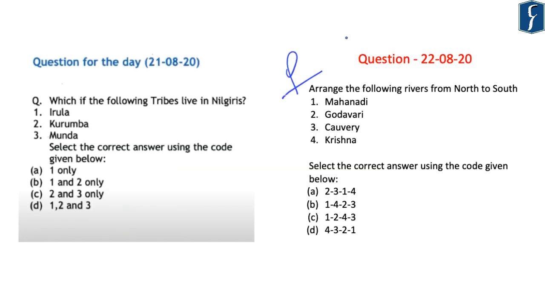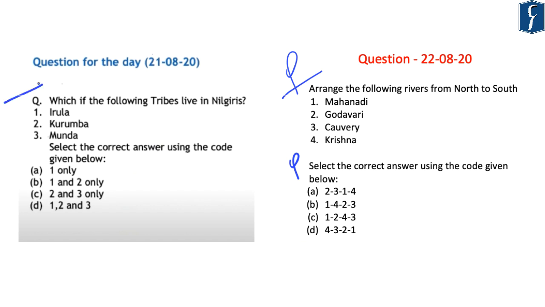The question is, arrange the following rivers from north to south. Options are Mahanadi, Godavari, Kaveri and Krishna. And the options given are A 2314, B 1423, C 1243 and D 4321.